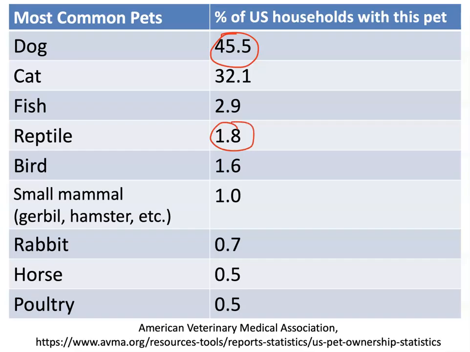We used to have a bearded dragon, fun little creature. Bird, 1.6%. Small mammal, like a gerbil, a hamster, etc., 1%. We used to have a dwarf hamster named Pip. Rabbit, 0.7%. Horse, 0.5%. And poultry, we've got those in spades, 0.5%.